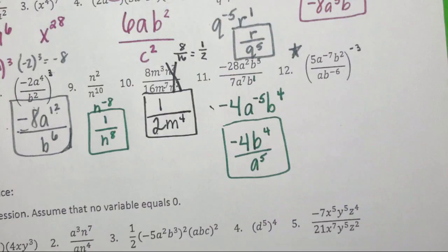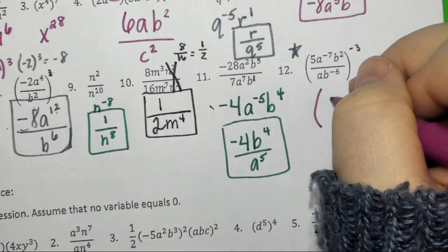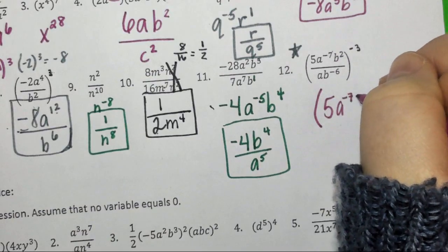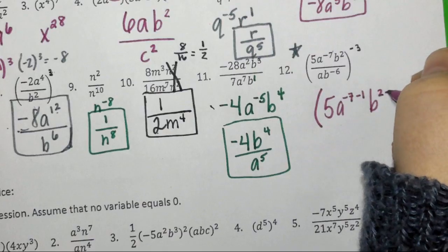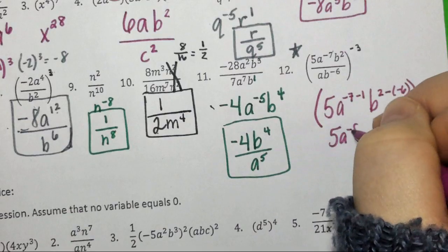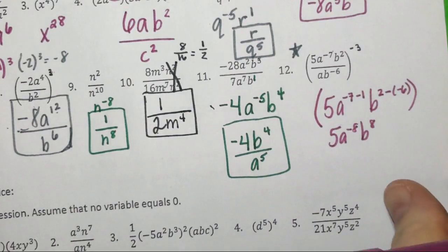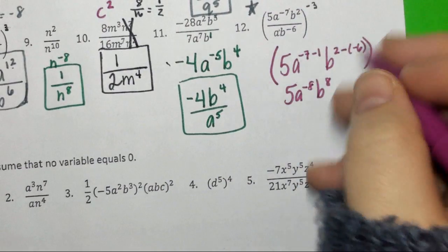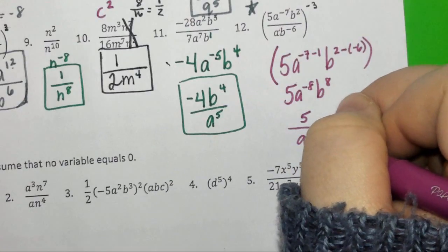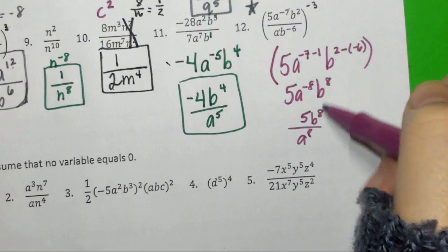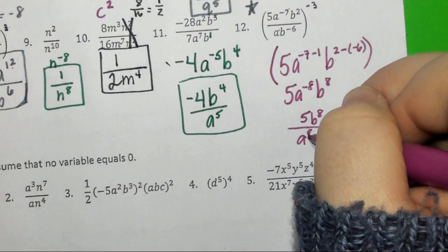Okay, it would be easiest to simplify the inside first. So I'm going to leave the 5 alone. But a to the negative 7 minus 1 and b to the 2 minus a negative 6. I end up having 5a to the negative 8, b to the 8. I did negative 7 minus 1, got negative 8. You know I'm going to send it to the denominator, so it's going to end up being a to the 8 in the denominator. 2 minus a negative 6 ended up being a positive 8. So b gets to stay in the numerator. Only a had to be punished.